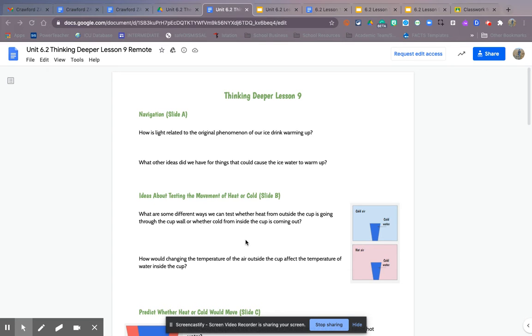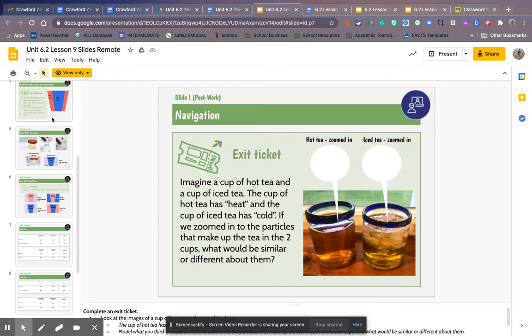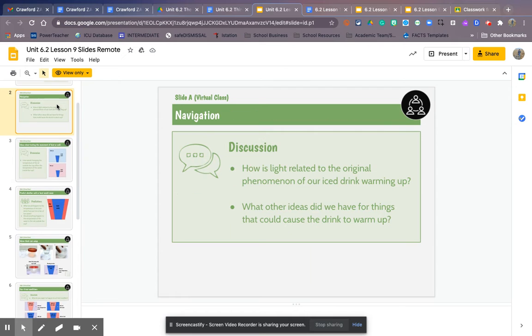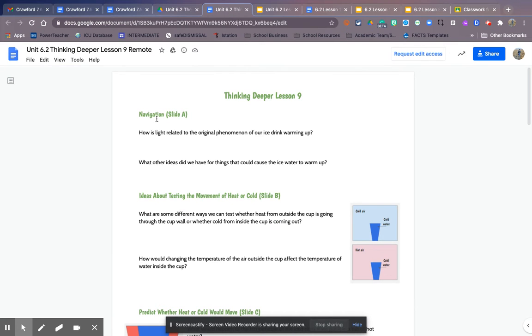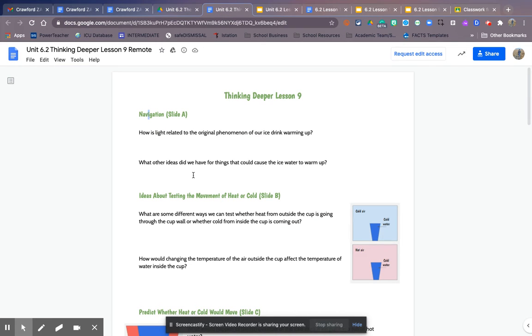All right, so this is your Thinking Deeper document, and it goes right along with your slides that are here as well. So let's look at our slides. So remember the navigation, slide A, we're talking about navigation, slide A. Okay. So the two questions are: how is light related to the original phenomenon of our ice drink warming up? And what other ideas do we have for things that could cause the ice water to warm up?